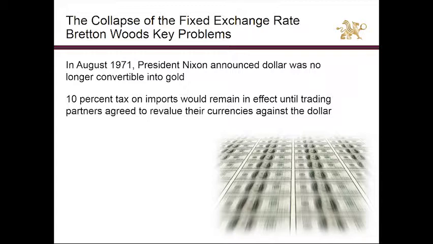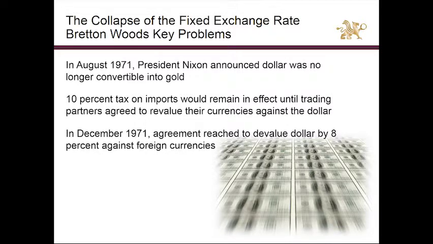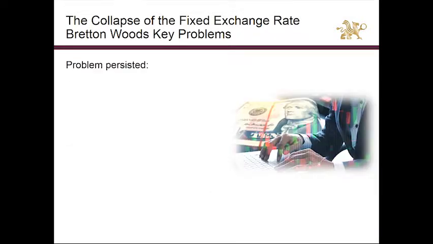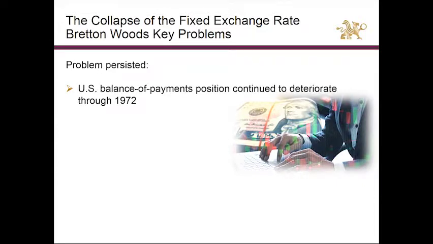This brought the trading partners to the bargaining table, and in December of 1971, an agreement was reached to devalue the dollar by about 8% against foreign currencies. The import tax was then removed. The problem was not solved, however. The U.S. balance of payments position continued to deteriorate through 1972, while the nation's money supply continued to expand at an inflationary rate.